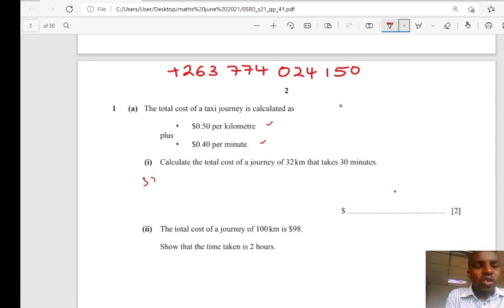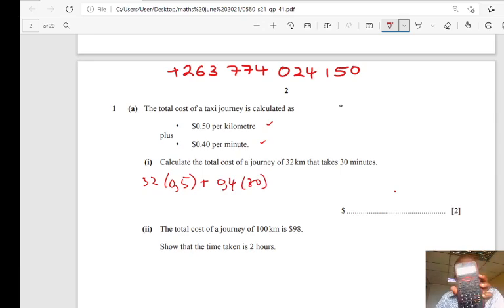So you say 32 times 0.5, that's for the kilometers, plus 0.4 times 30 minutes, that's for time. Then you just punch in your calculator 32 times 0.5 plus 0.4 times 30, and you get 28. So it's 28 here. Then you can say you are done.